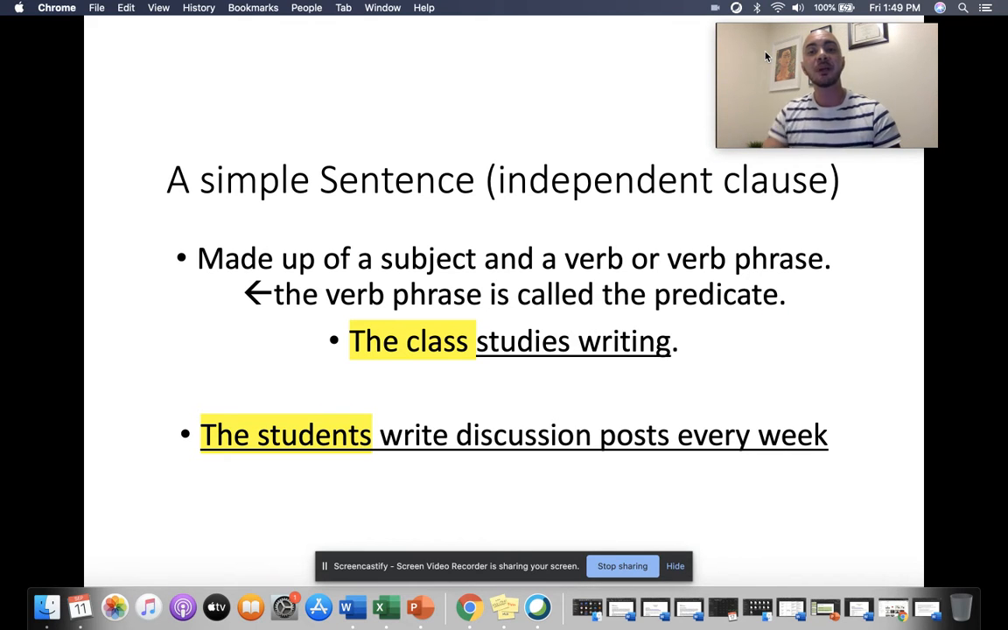So on the screen, we have two examples of simple sentences. We have the class studies writing. In this example, class is our subject. It is a noun and is performing the action of studying in this sentence. Studies writing is our predicate. Studies is, of course, the verb. In the second example, the students write discussion posts every week. Students is your subject. It is the noun that is performing the action in that sentence. In this case, the action is writing. So students is your subject, write is your verb, and write discussion posts every week is your predicate.